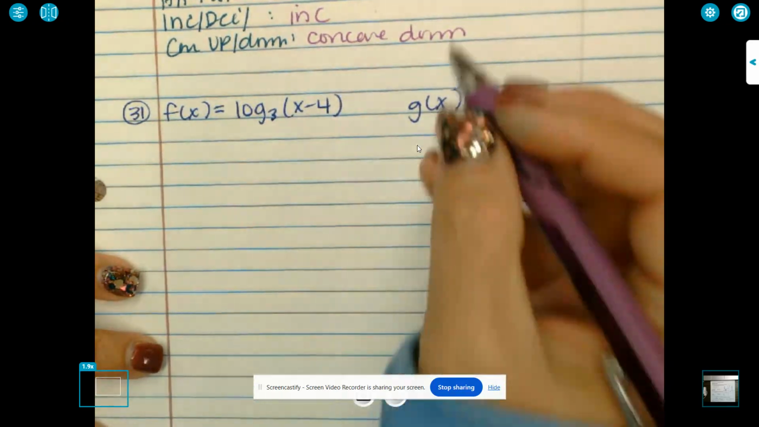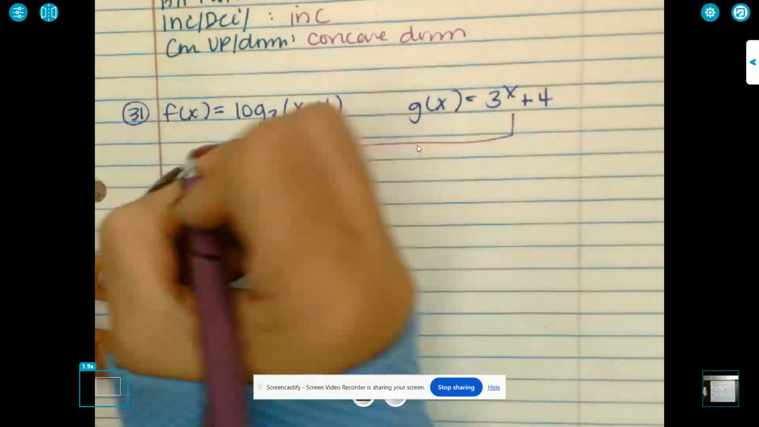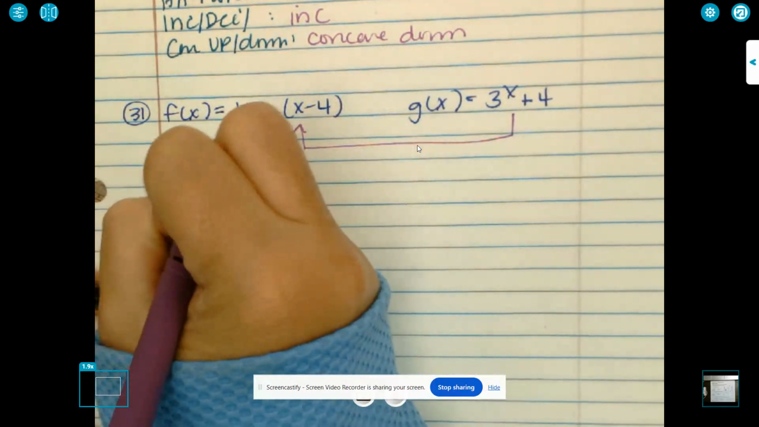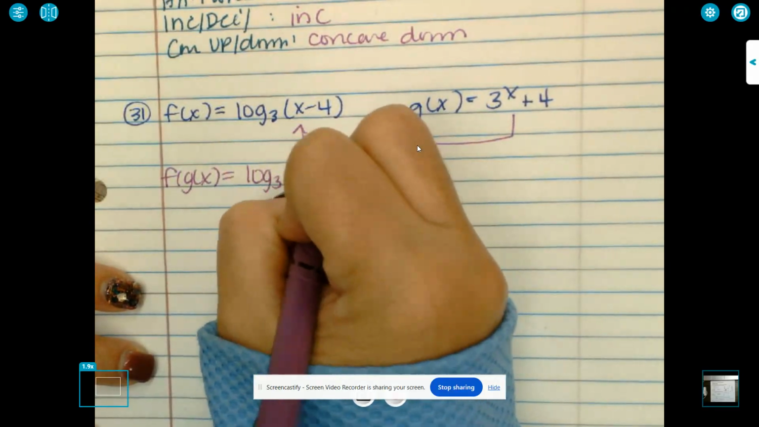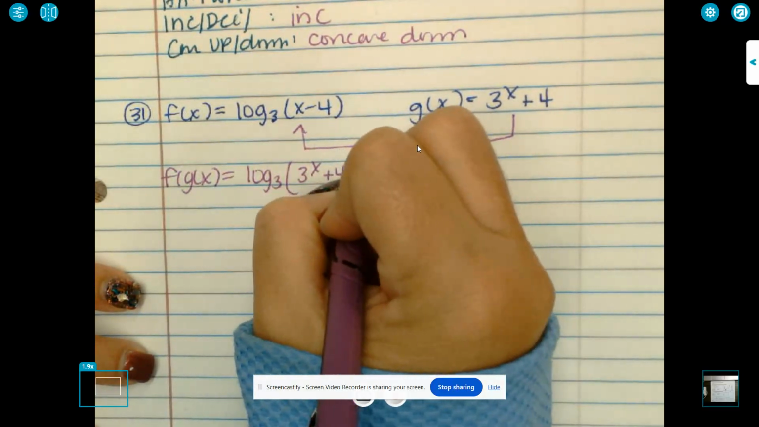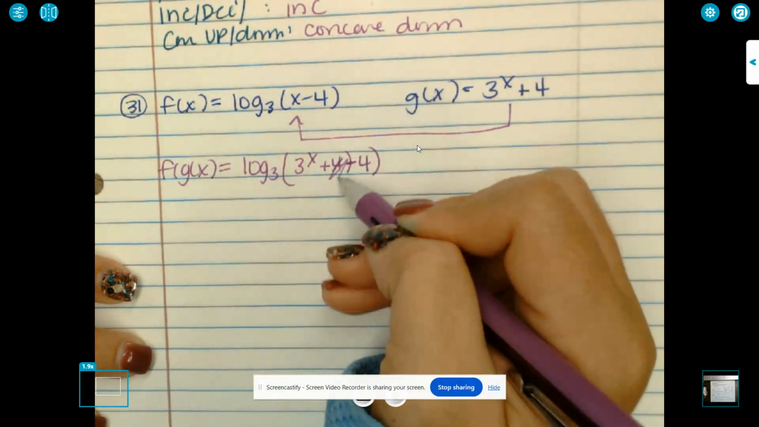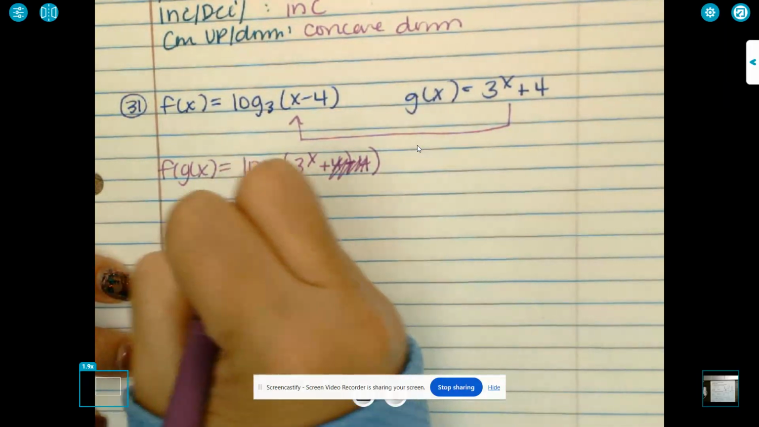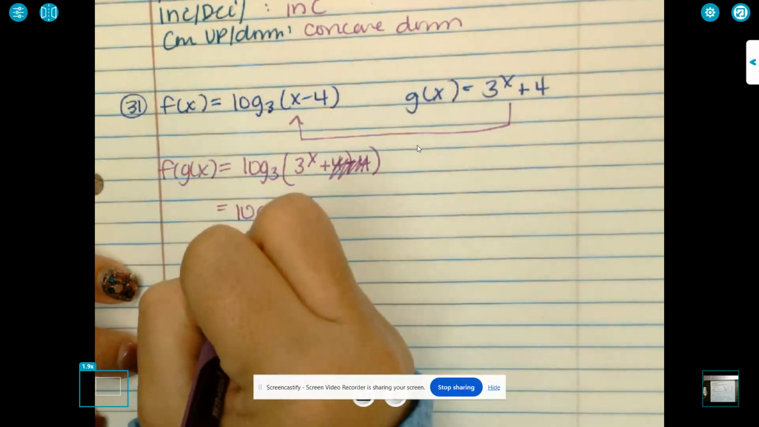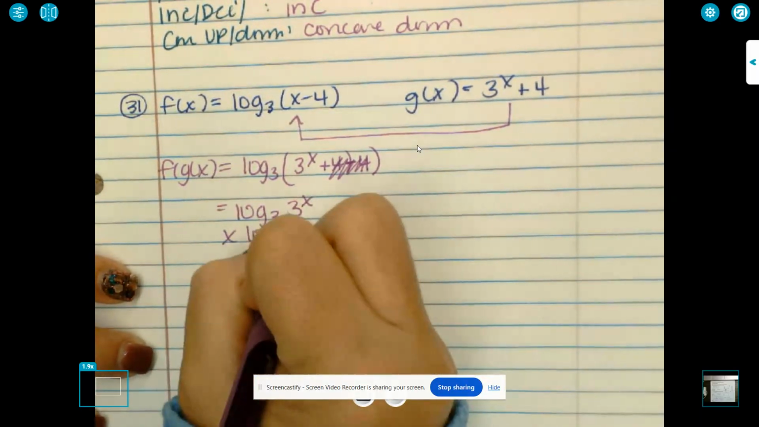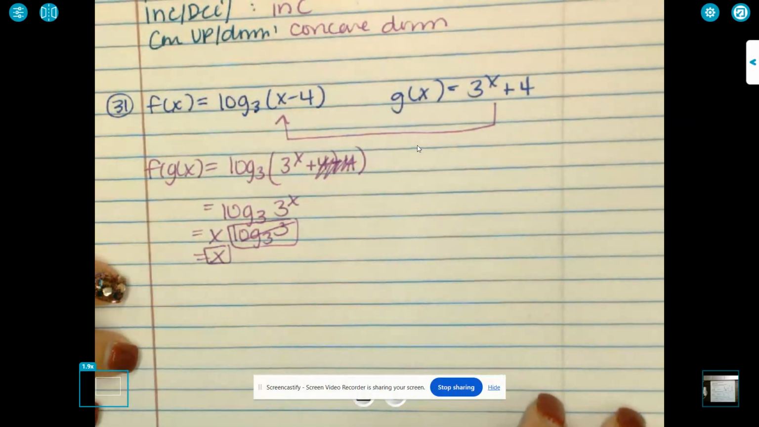First thing is f of g, so we're going to put g into f. Immediately the plus 4 and minus 4 can cancel. So now I have log base 3, 3 to the x. Remember that x can come to the front, and then log base 3 of 3 becomes 1, so we just get x.